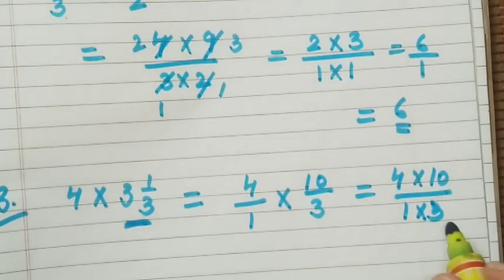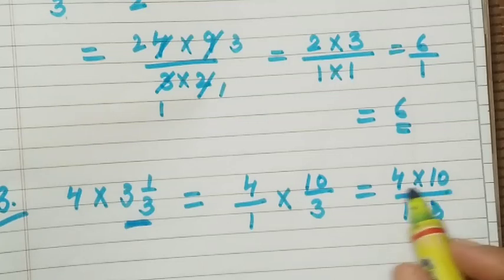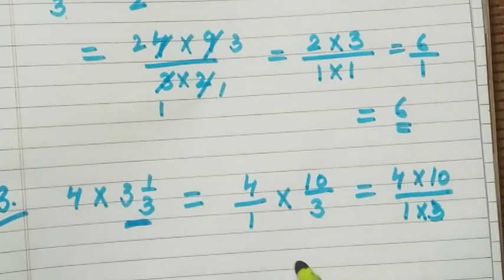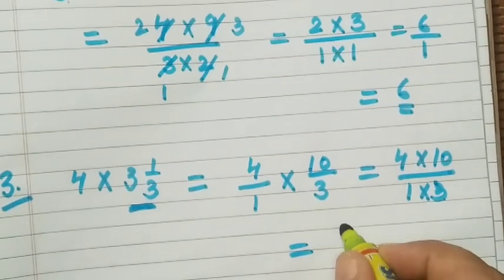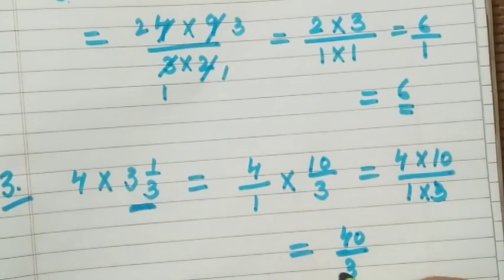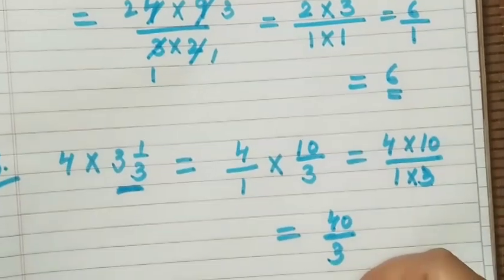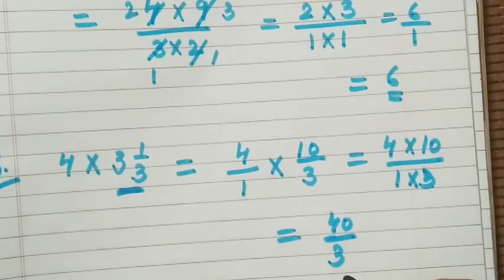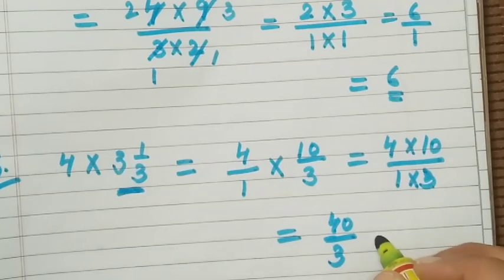Now we will check whether any simplification is possible. Here you can see 4 and 10 cannot cut by 3. So we will simply write our answer as 40 upon 3. This is our answer, or you can convert this answer into a mixed fraction also. In both ways you can write your answer. This is also a correct answer.